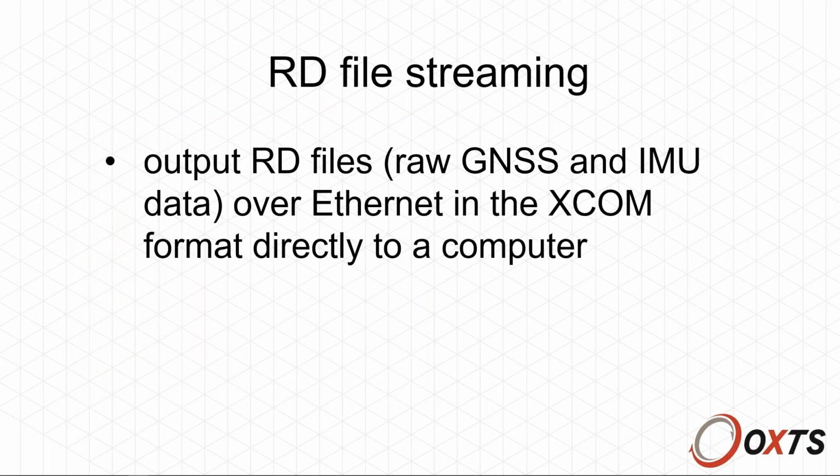So our second method is RD file streaming, and this allows us to output raw GNSS and IMU data over Ethernet in the XCOM file format directly to a computer. So instead of having to go into our unit via FTP and pull our RD file off, which if it's a particularly long RD file can take a fair amount of time, or you might not have a skilled operator who doesn't necessarily know how to do this, then RD file streaming could be a solution for you.